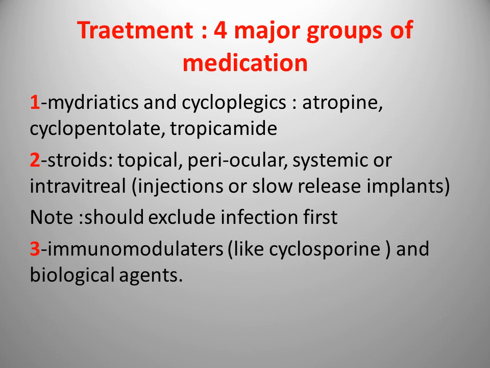Number 2, steroids. Steroids, other than topical, should not be given unless we exclude infection. But topical steroids can be given for acute uveitis while we are waiting for the results of investigation. Periocular steroids in the form of retrobulbar, peribulbar or posterior subtenon injection, or systemic steroids, or even intravitreal injection of steroids, or implanting a slow-release implant, should never be given unless we exclude infection, because if we give them without proper antibiotic cover, it will cause exacerbation of the disease.